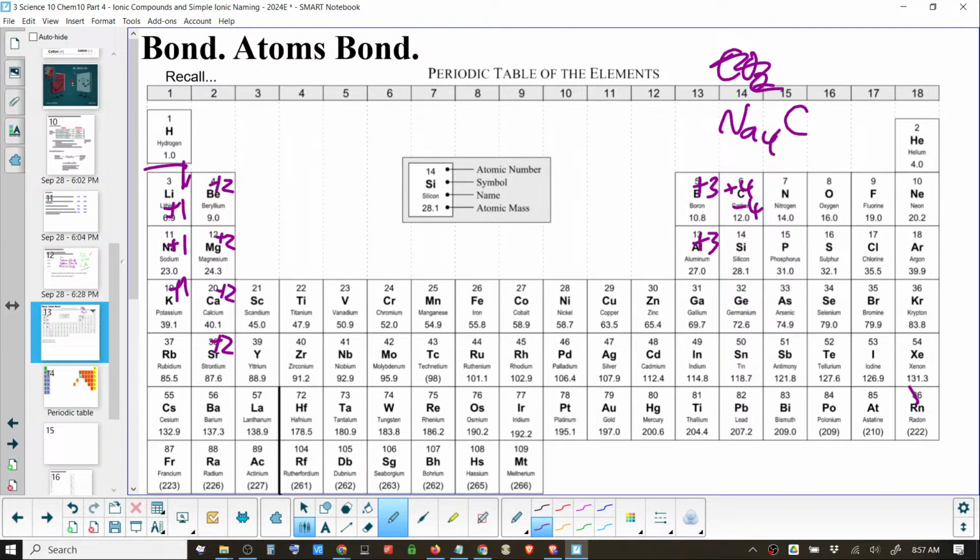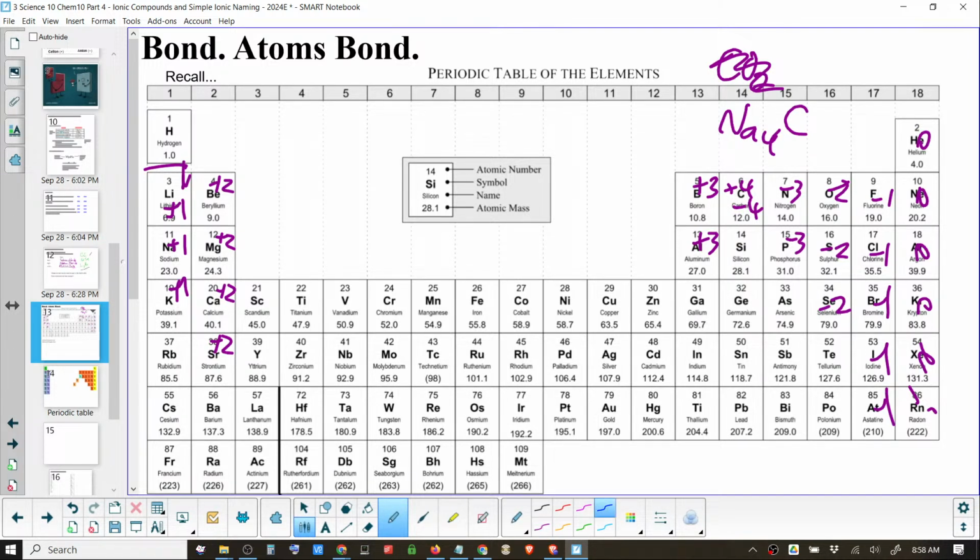What would nitrogen be? Minus 3. And these all go down until the staircase line, and then it can reverse. Oxygen? Minus 2, minus 2, minus 2. And then the halogens, minus 1. And then all of these are 0. They won't bond with anything, so we don't care.